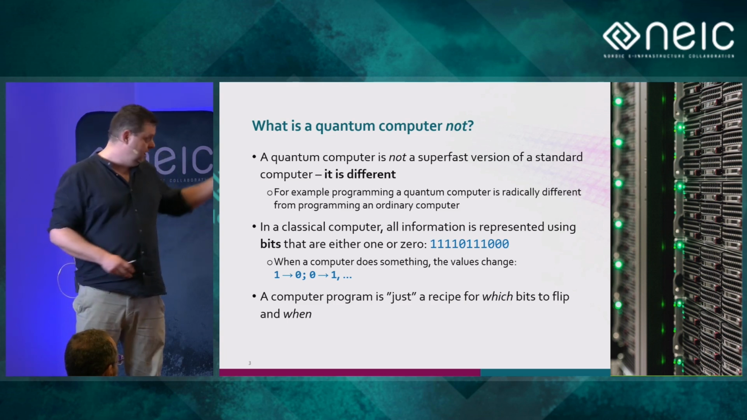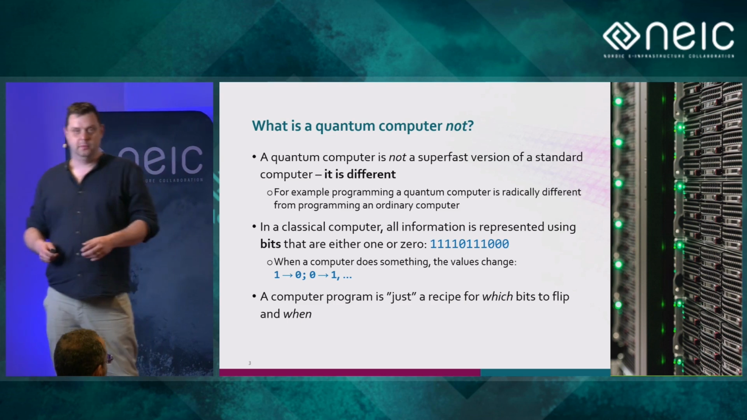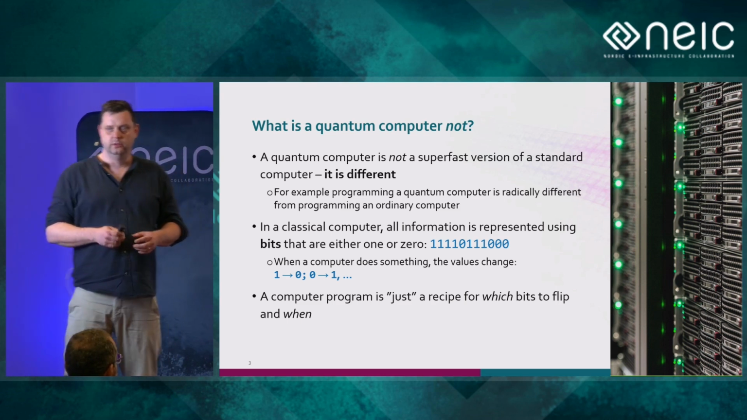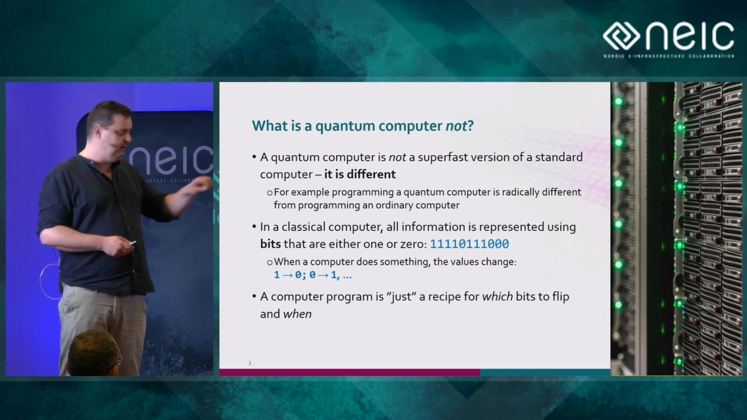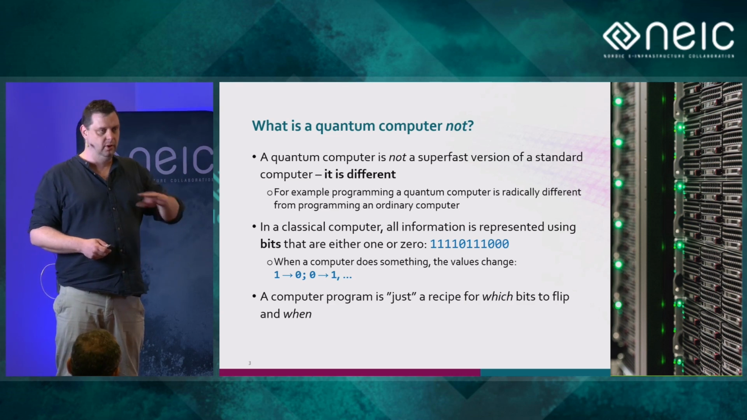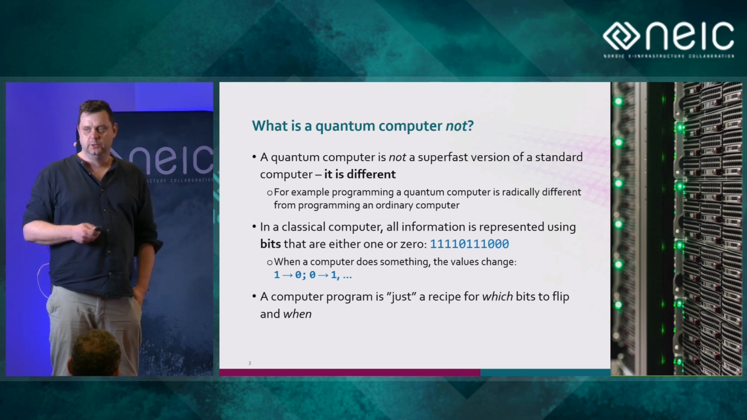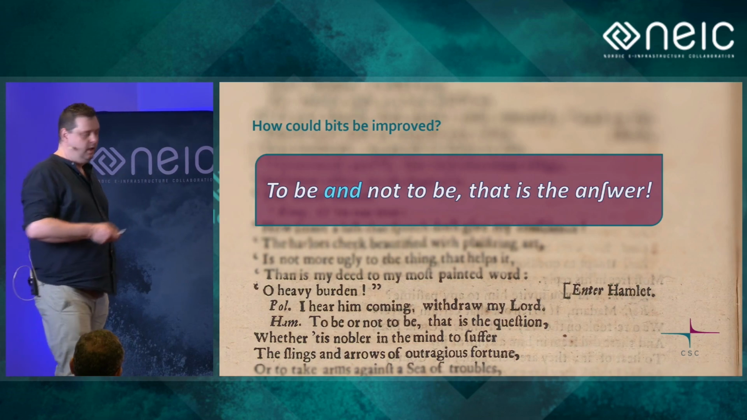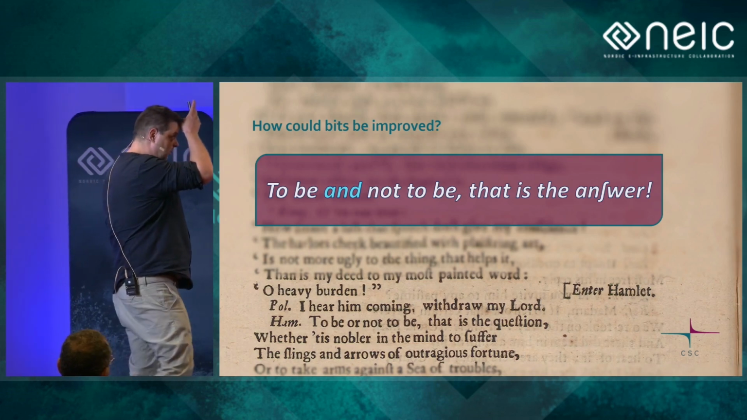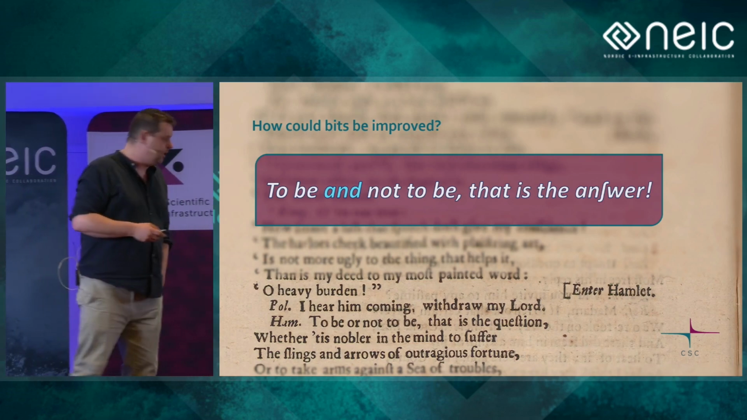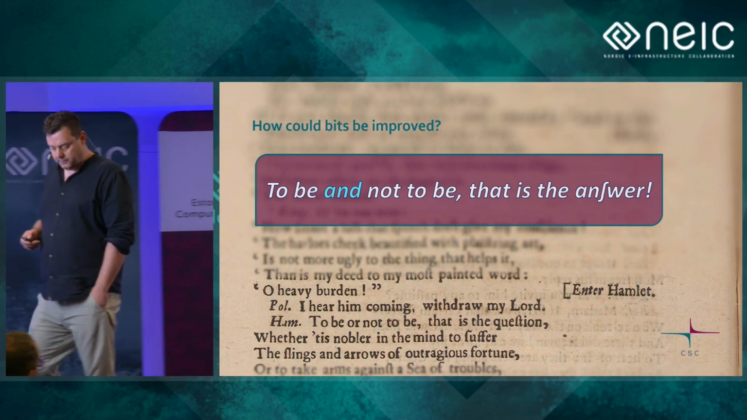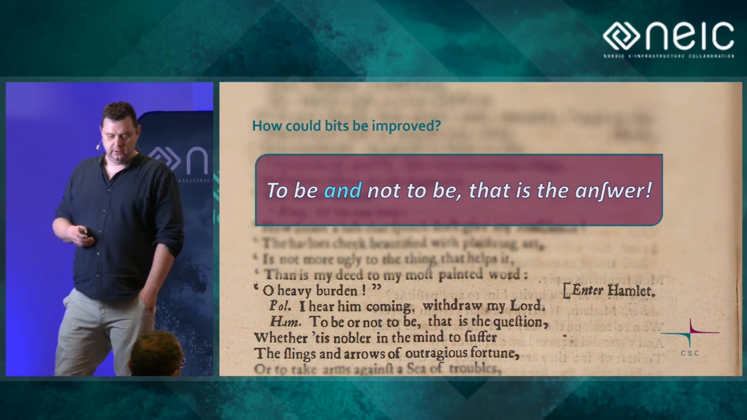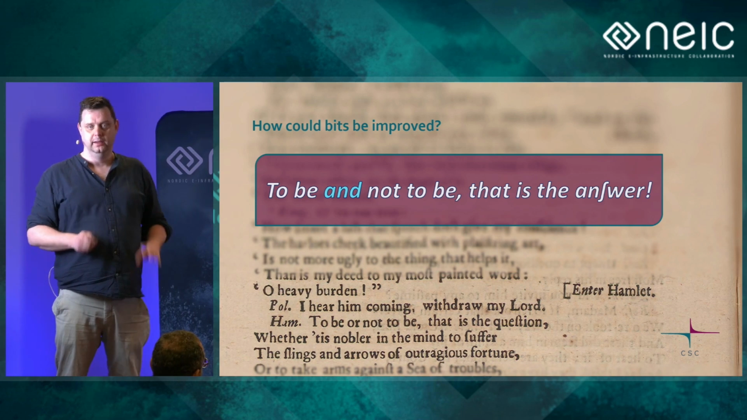That's really at the basic level all that happens. And then of course there's a humongous amount of these bit flips taking place in order to do something useful. But if you look at the basic components, that's all that happens. It's just flipping between 1 and 0. So how could this be improved? Well, paraphrasing an English writer, to be and not to be, that's the answer.